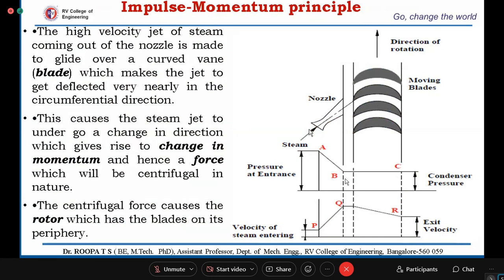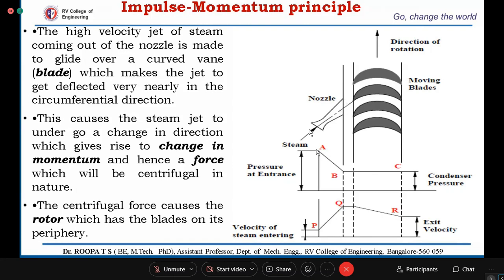So here we have taken the same diagrams separately. See this, this is the pressure graph and this is the velocity graph. In case of an impulse turbine, as I told, there will not be any change in pressure as the steam glides over the blades. There will be a drop in pressure in the nozzle. At the inlet of the nozzle, it will be high pressure, low velocity. At the outlet of the nozzle, we will be having high velocity, low pressure.